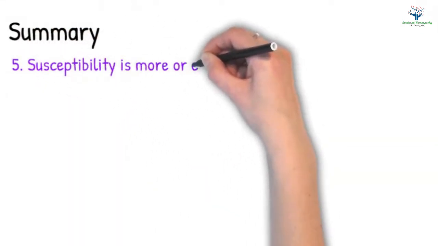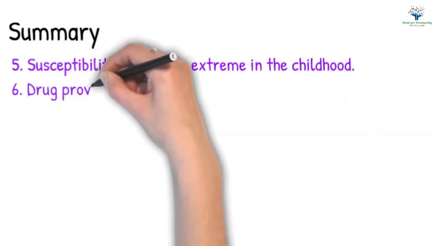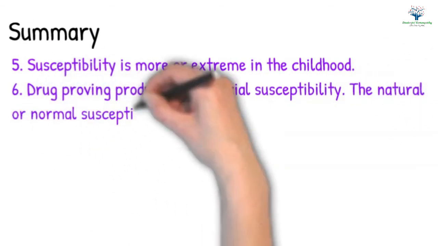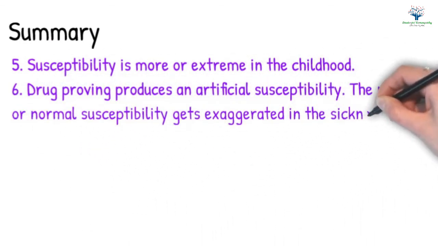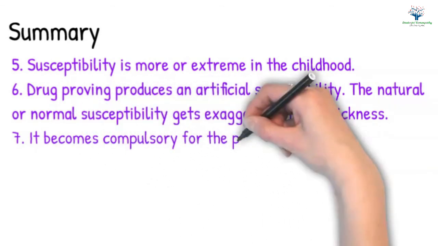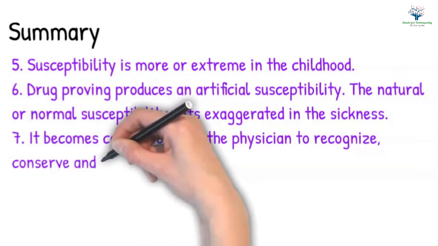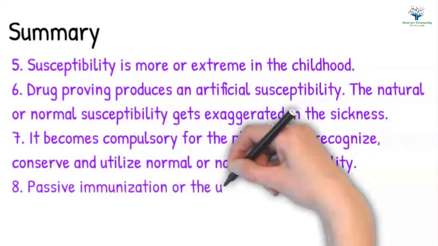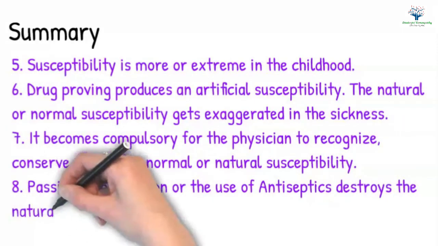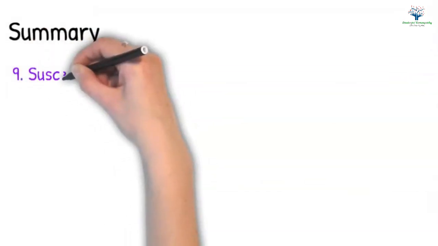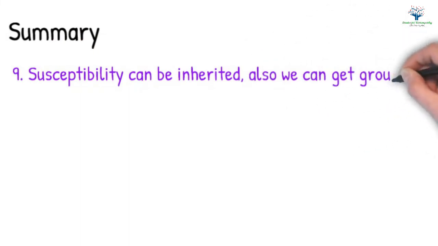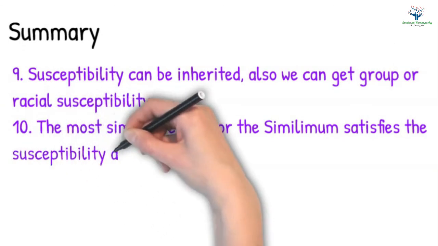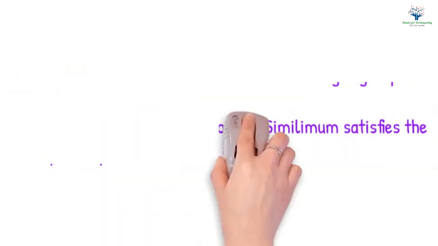Drug proving produces an artificial susceptibility. The natural or normal susceptibility gets exaggerated in sickness. It becomes compulsory for the physician to recognize, conserve and utilize normal or natural susceptibility. Passive immunization or the use of antiseptics destroys the natural susceptibility. Susceptibility can be inherited. Also, we can get group or racial susceptibility. The most similar remedy, or the simillimum, satisfies the susceptibility and establishes immunity. So that's all for this video.